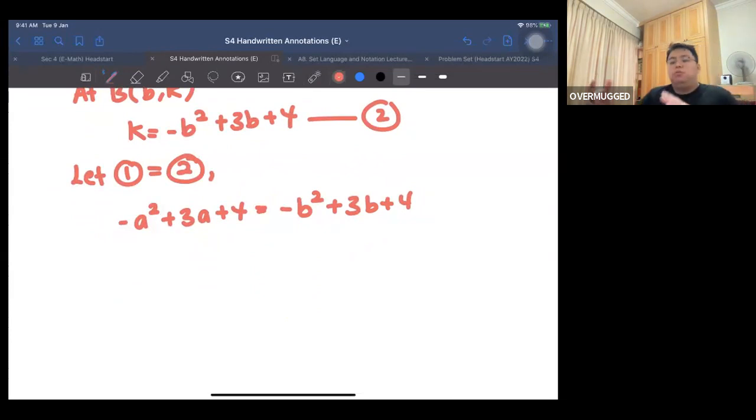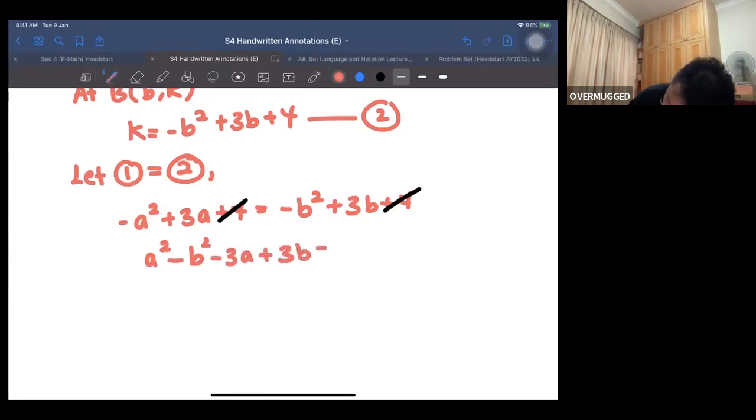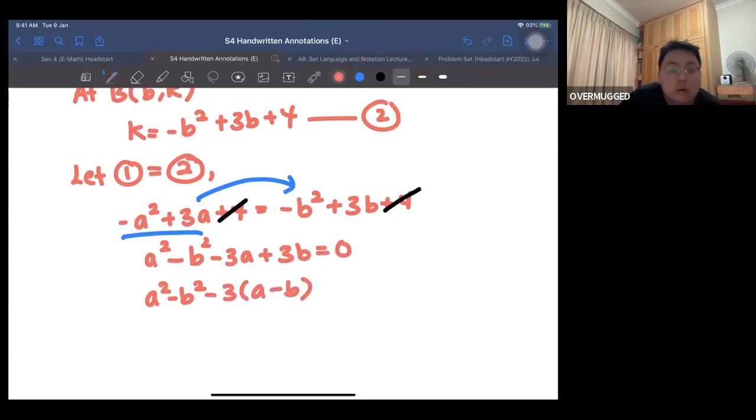So how to do that? Let's group everything onto one side. First thing is that the 4 can cancel because they appear on both sides of the equation. And let's make everything as positive as possible. So A squared minus B squared minus 3A plus 3B equals 0. In case you can't see it, I throw this over. Next, I can group the terms: A squared minus B squared, minus 3 times (A minus B), equals 0.